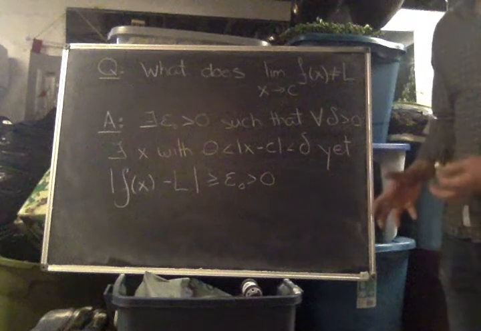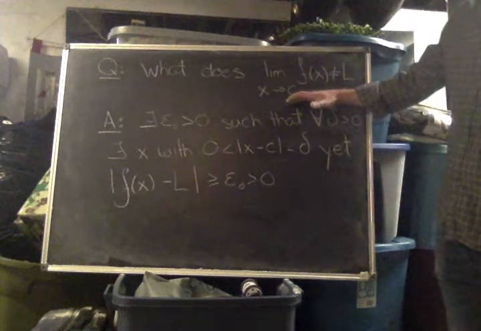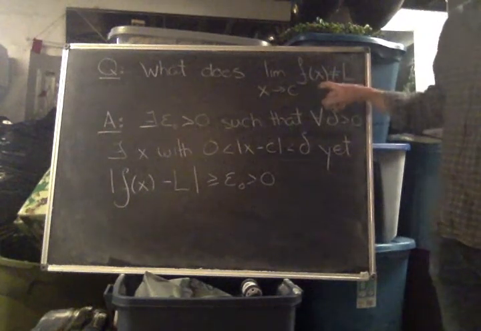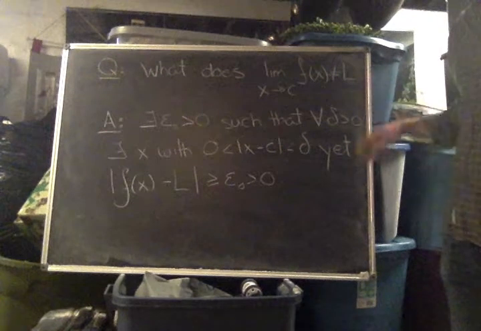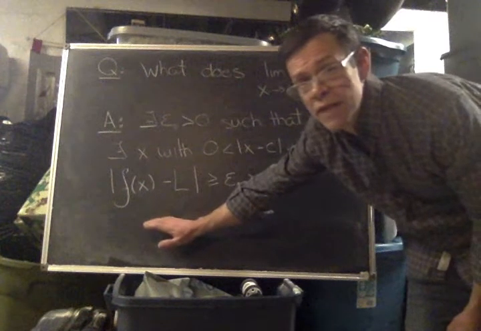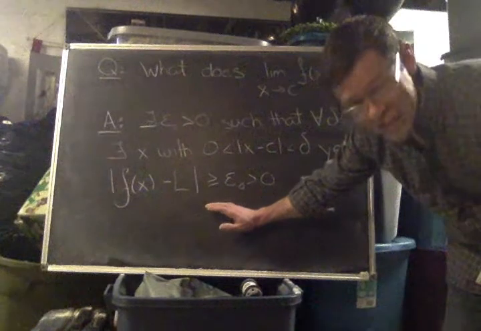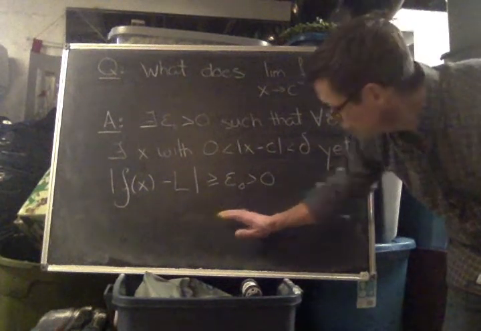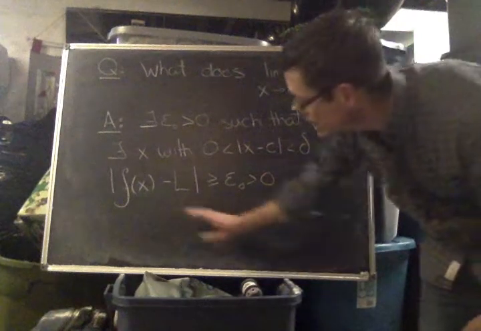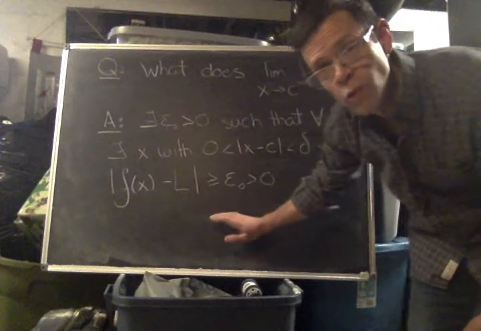What's really happening? Well, if the limit of f of x as x approaches c is not equal to L, it means that f of x has to stay away from L. Okay? So that's what this statement here is saying. Right? This is saying that the absolute value of f of x minus L is greater than or equal to this fixed epsilon naught, which is in turn strictly greater than 0. So that's saying that f of x stays away from L in a uniform way.